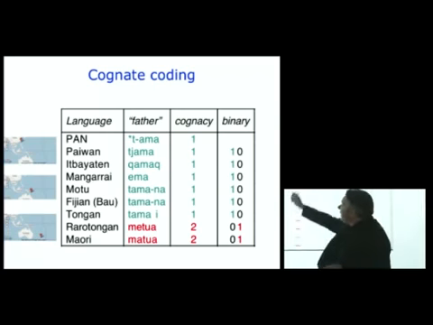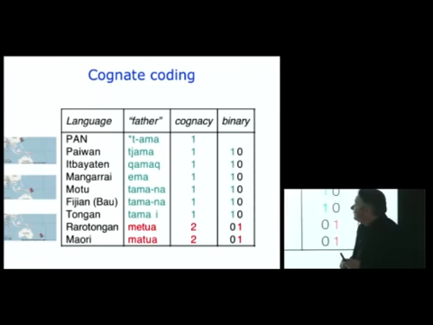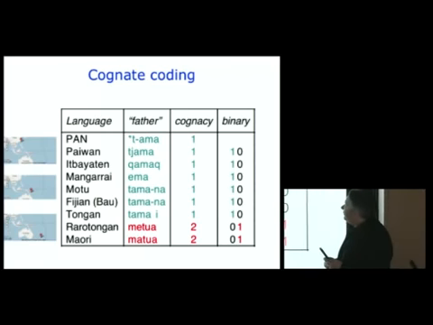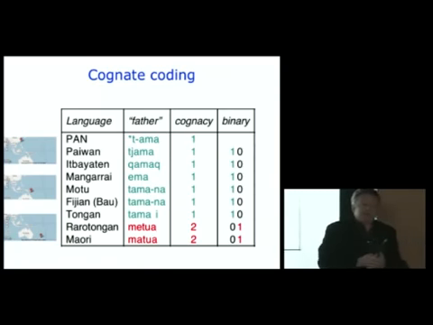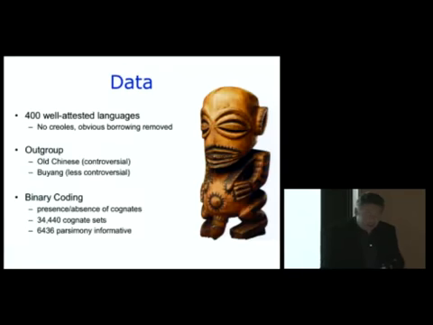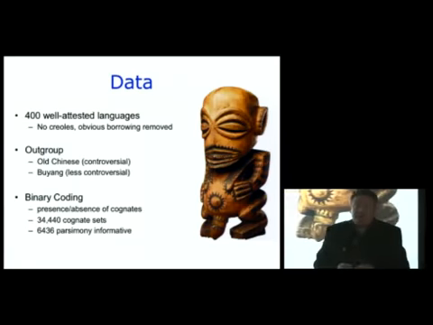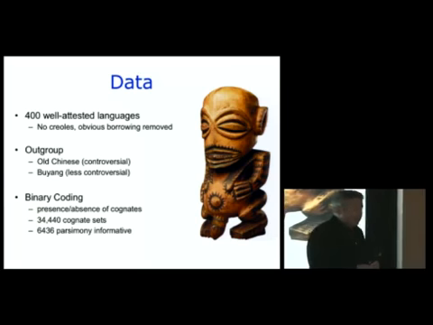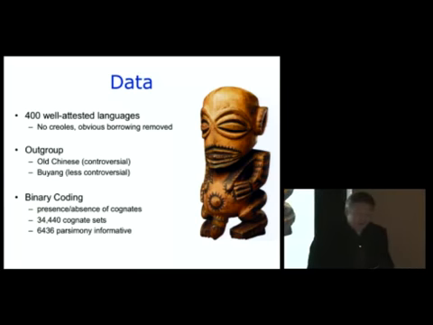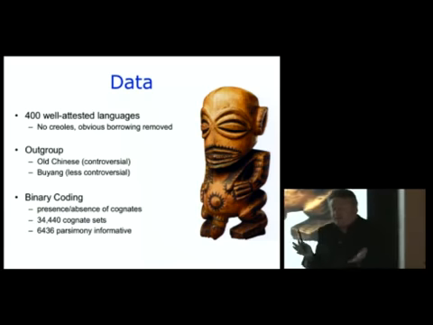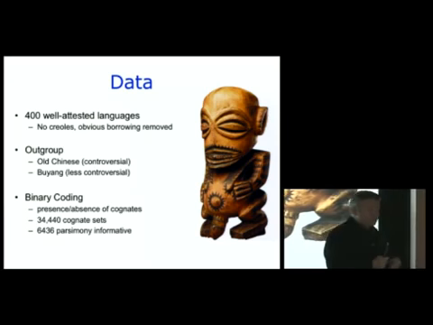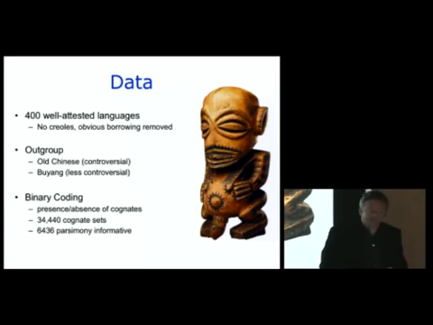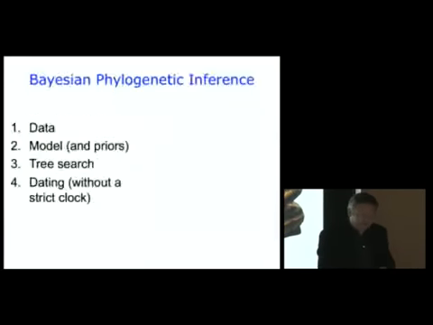So here I've just colour-coded two different cognate sets for the term for father. So what we ended up with is a kind of binary matrix, a matrix of languages by binarily coded cognate sets. And we selected 400 of the best attested of these languages. We used some outgroups to help us root the tree. So we ended up with a data matrix for these languages, a bit like a genetic data matrix, a matrix of 400 languages with over 34,000 cognate sets.